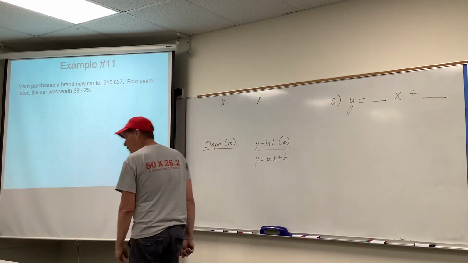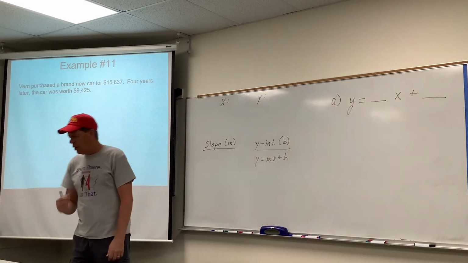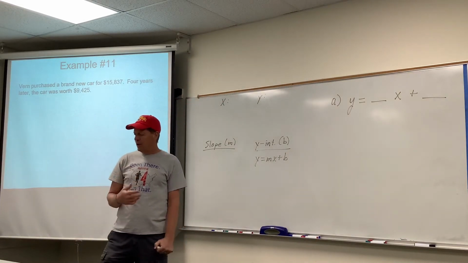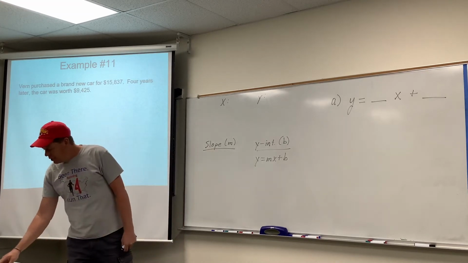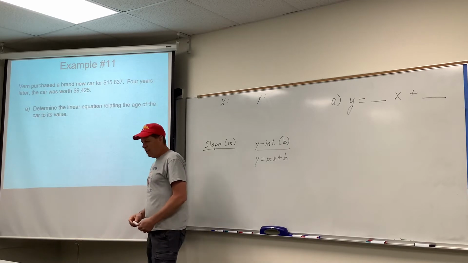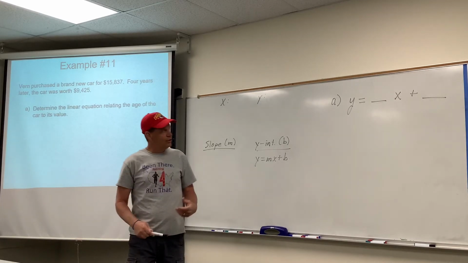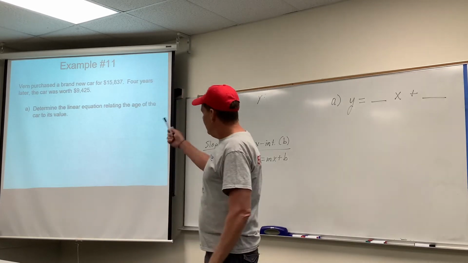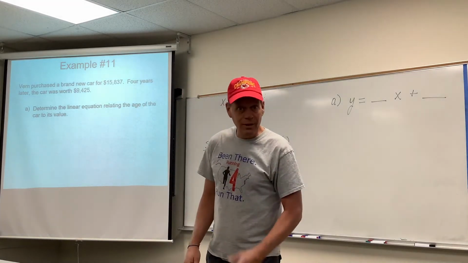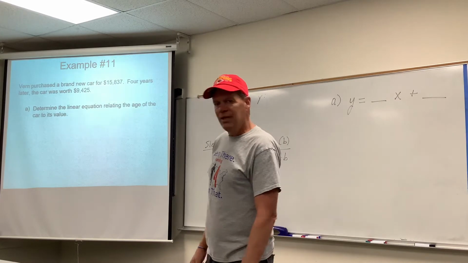So here's the deal. We have a person who purchased a car, and 4 years later, it had fallen in value. And the point is, the value of the car and the age of the car would be related. And it turns out in this case that we're going to build what would be called the straight line depreciation. Actually, this is something they do in business, I'm told.